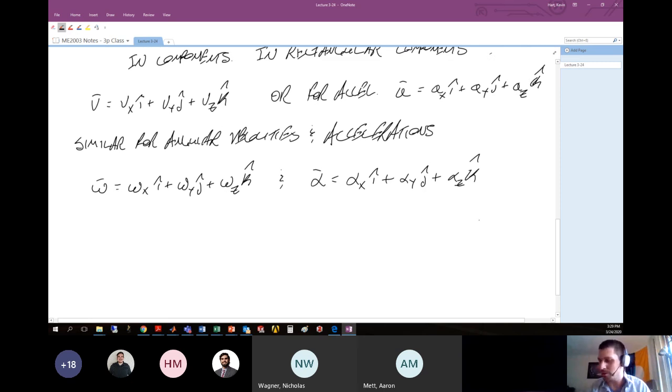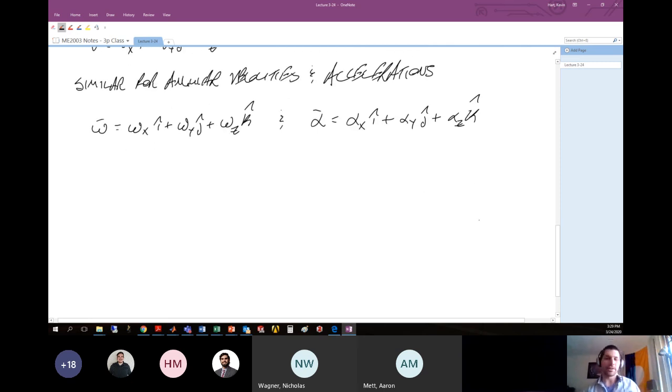Now, you know from your particle dynamics classes that there generally is a relationship between velocity, acceleration, position, and time. So for linear motion, we have these kinematic relationships.